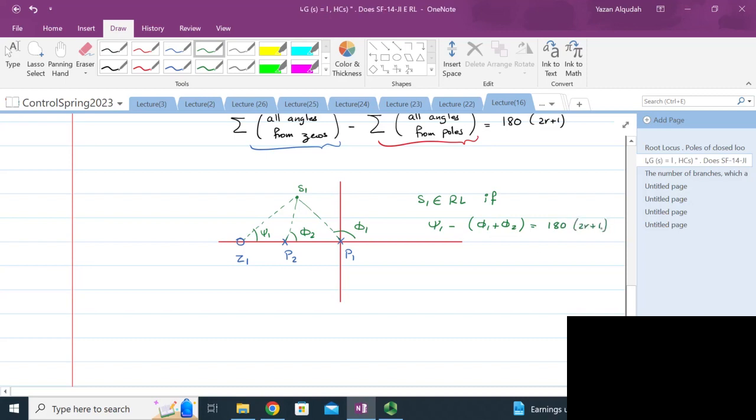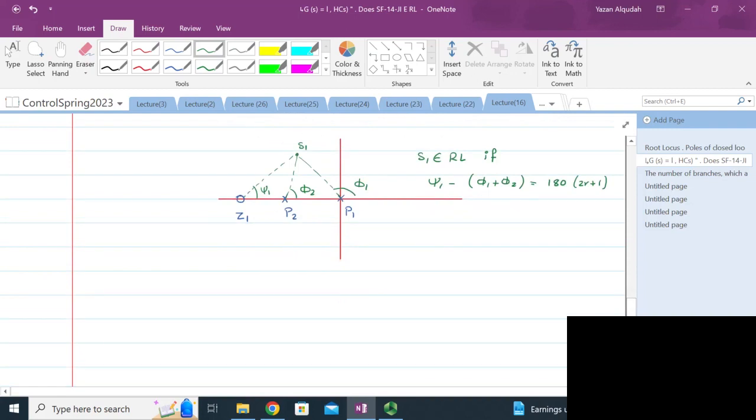Does that make sense? So given the open loop poles and zeros, I can determine whether a point is on the root locus by taking the angles from the zeros, adding them together, minus the summation of the angles to the poles. If it is 180 degrees, then this point is on the root locus. Okay, let's do a quick example.